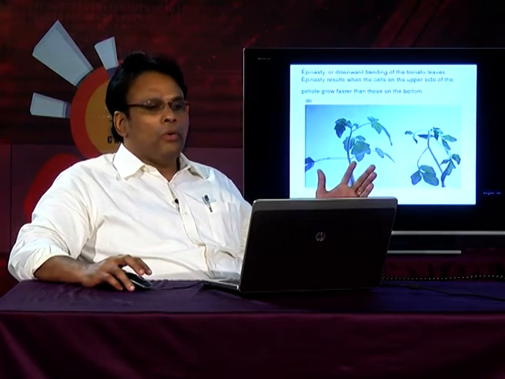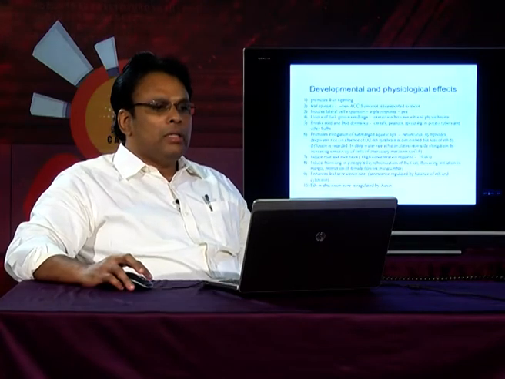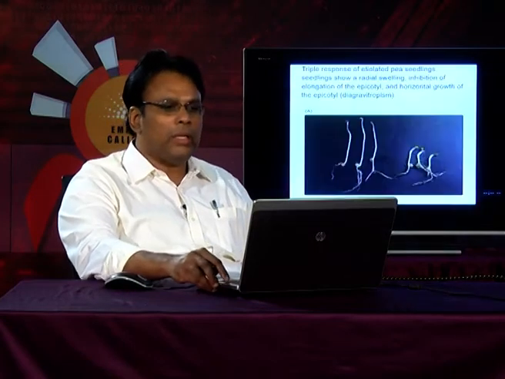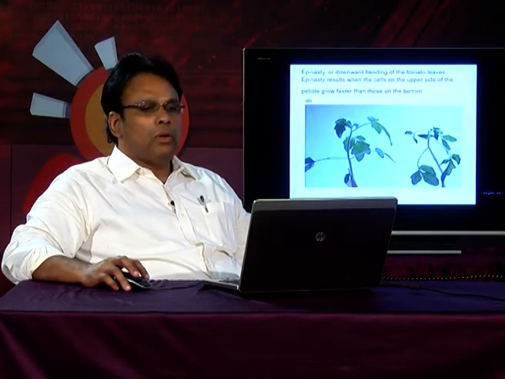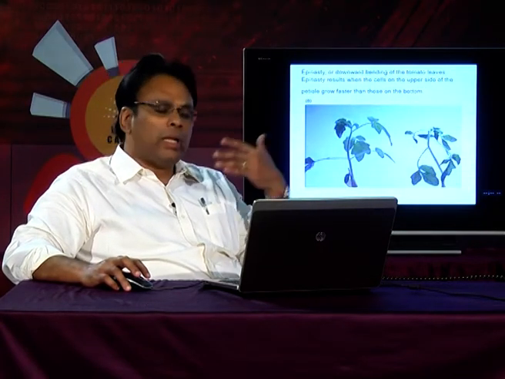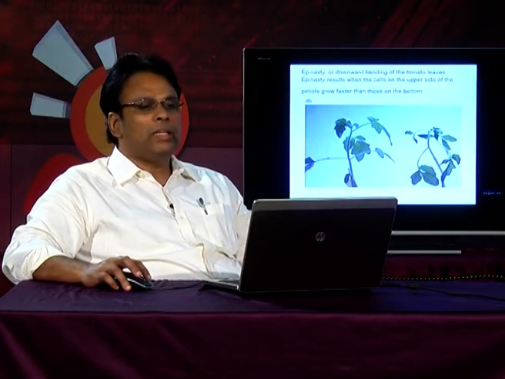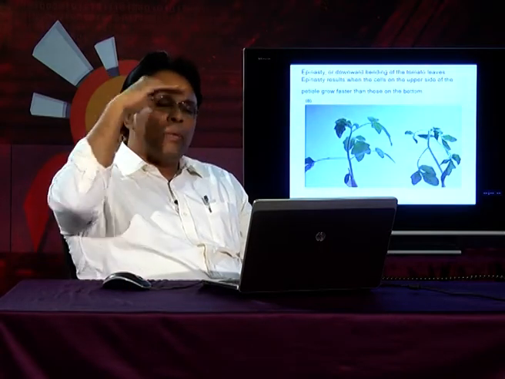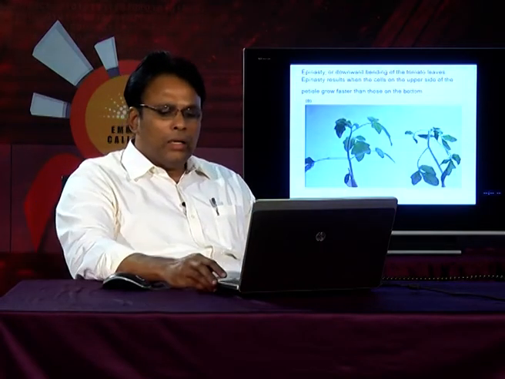Epinasty: we already found in the earlier list, the second point, leaf epinasty, one of the important physiological effects of ethylene. That is the downward bending of the leaves. Here it is described in the case of tomato leaves, but it can happen in any leaves. Epinasty results when the cells on the upper side of the petiole grow faster. How does it bend down? When the upper part grows more, the leaf bends down. So epinasty takes place because of the action of ethylene.